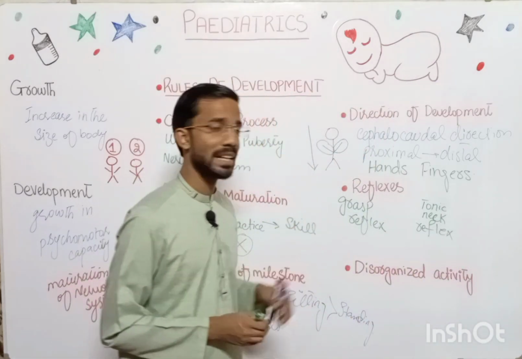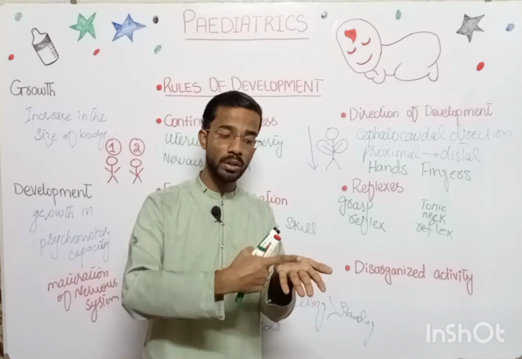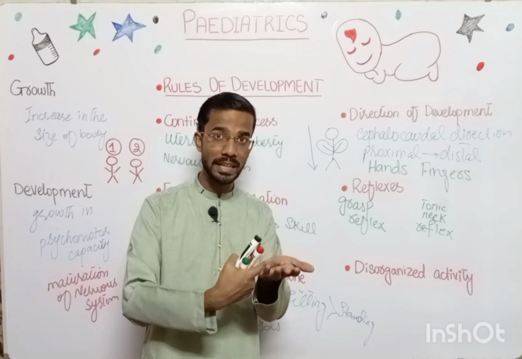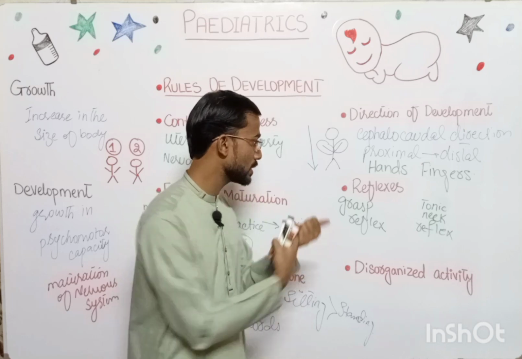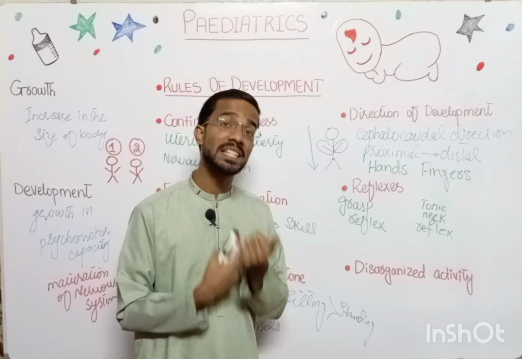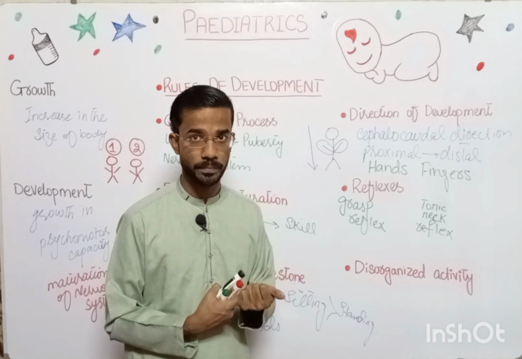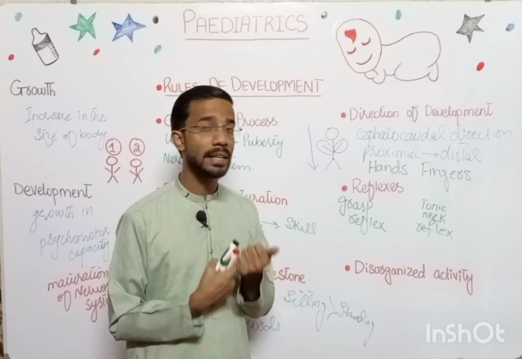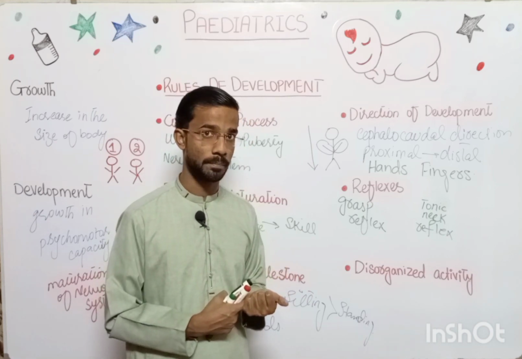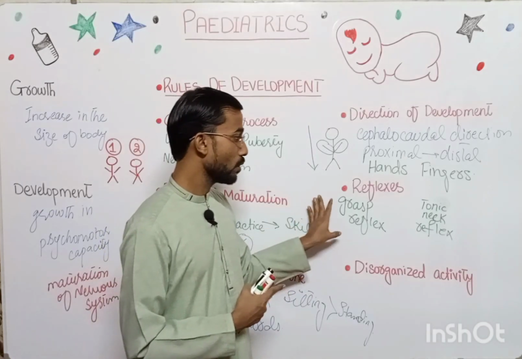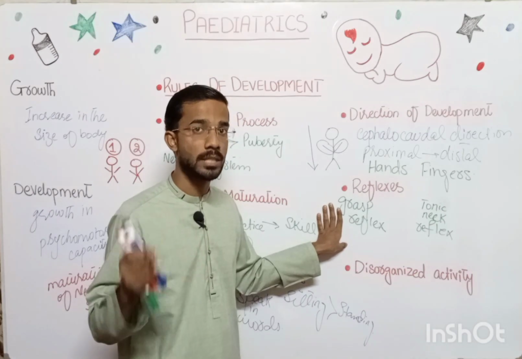Grasp reflex is when we put a finger on the child's hand, then he will start curling his finger. So this is actually the grasp reflex. With the passage of time, this reflex should diminish. If it doesn't, then it means that there is some abnormality in the nervous system. So grasp reflex should diminish after some time.